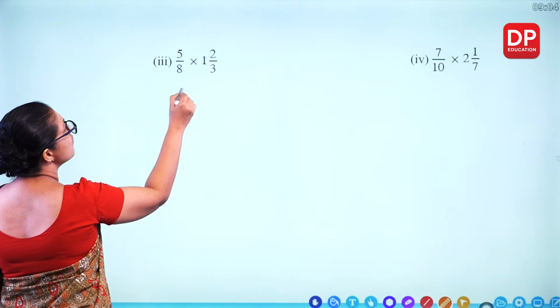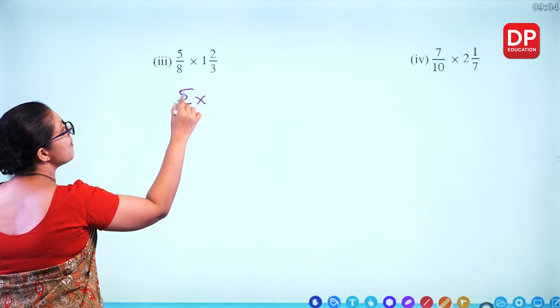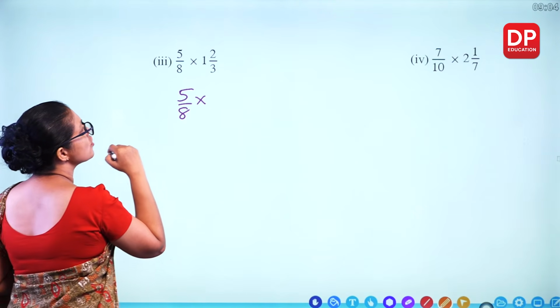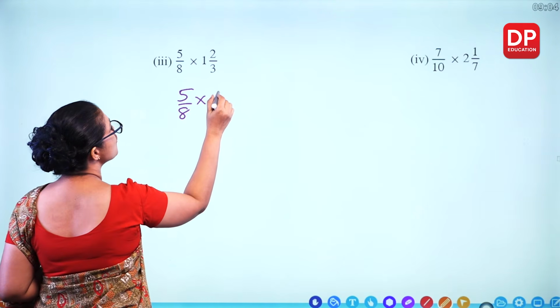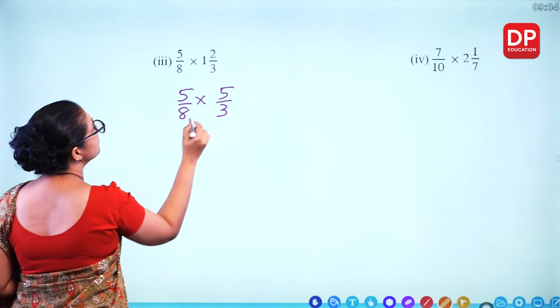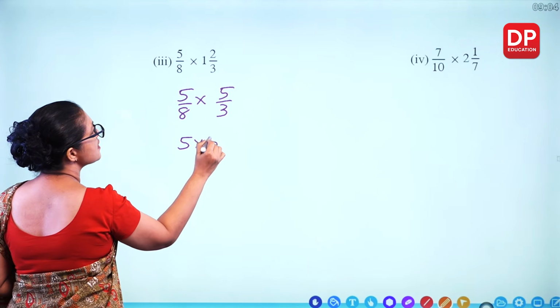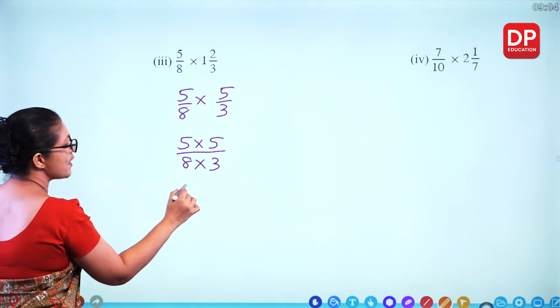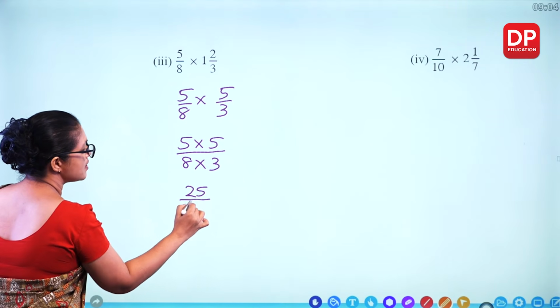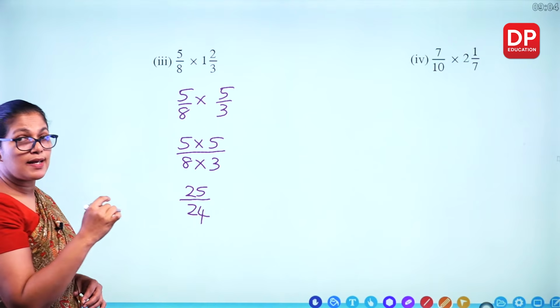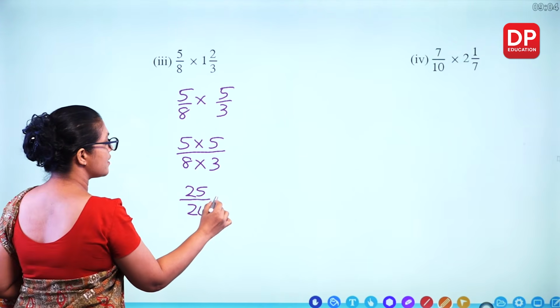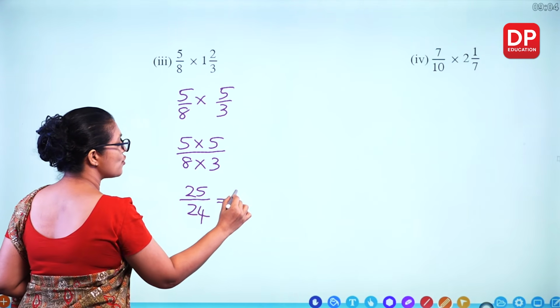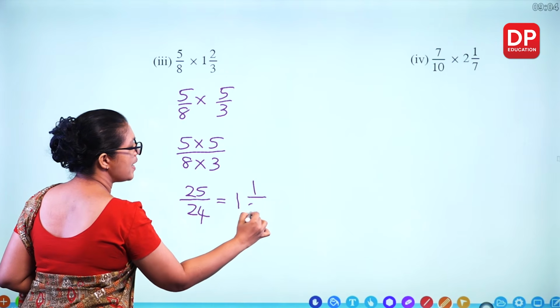This one, 5/8 multiplied by an improper fraction. 3 times 1, 3. 3 plus 2, 5. Now, multiply the numerator separately and denominator separately. You get 25. 8 times 3, 24. This is an improper fraction. Convert, divide by 24, you get 1 and 1 remaining.